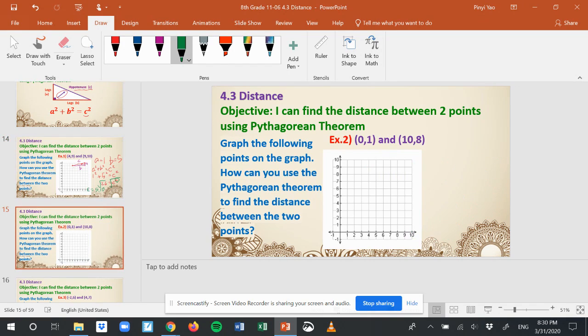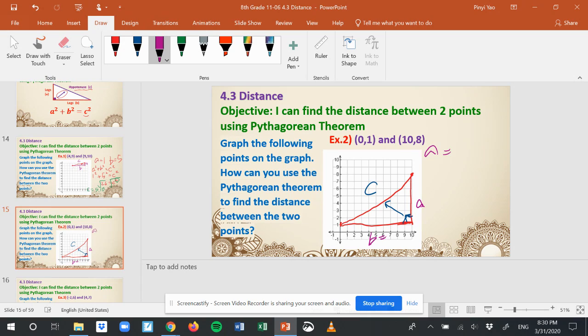Number 2. First point, 0, 1, which is right here. Second point, 10, 8, which is right there. I'm going to connect them and form my right triangle using the grid. My right angle is right here, which means this has to be my C, and that's what I'm solving for. I do have my A, and I do have my B.